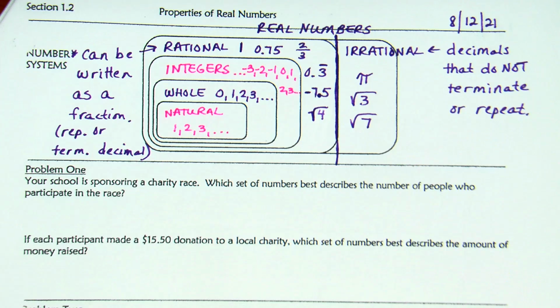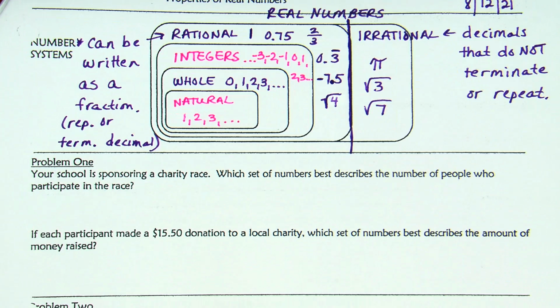Okay, one way you're going to use this, look at example 1 there. Your school is sponsoring a charity race. Which set of numbers best describes the number of people who participate in the race? So we're picking one of our vocabulary words from above. So think about those words there. What's your thought, Jocelyn?